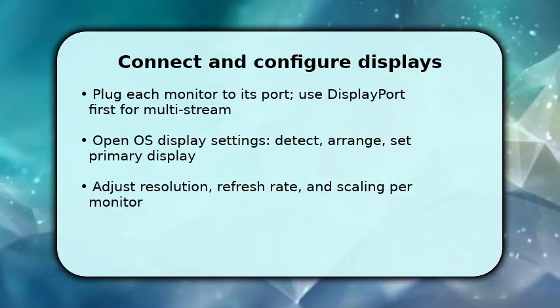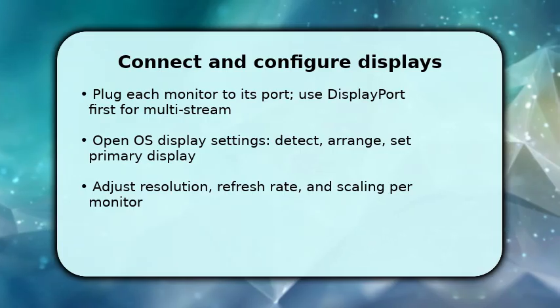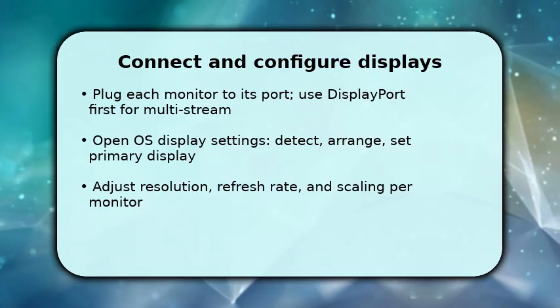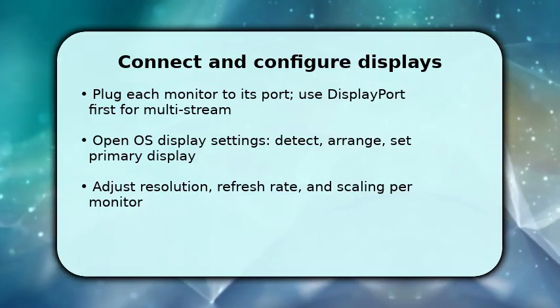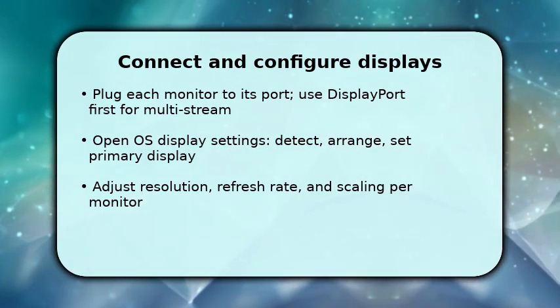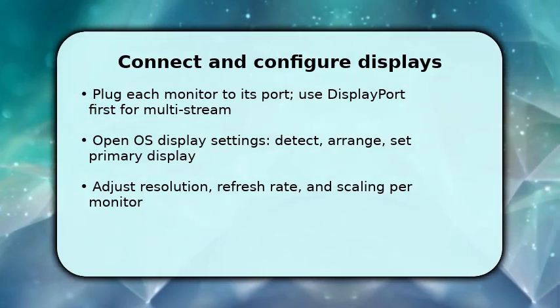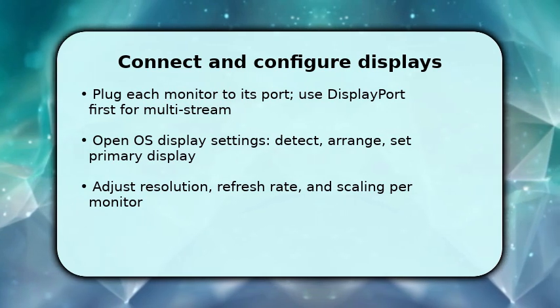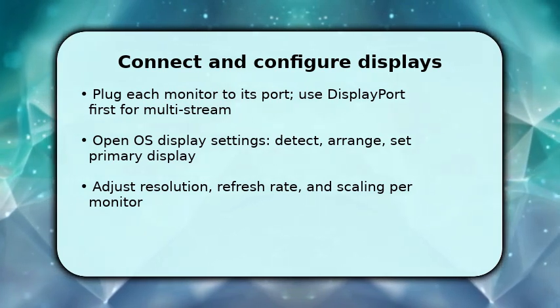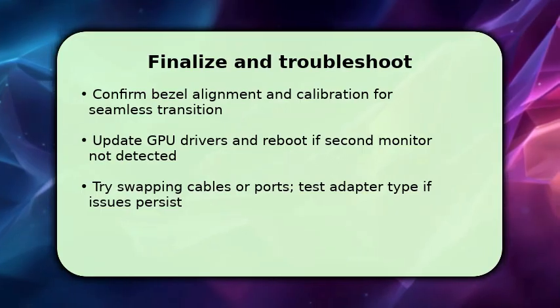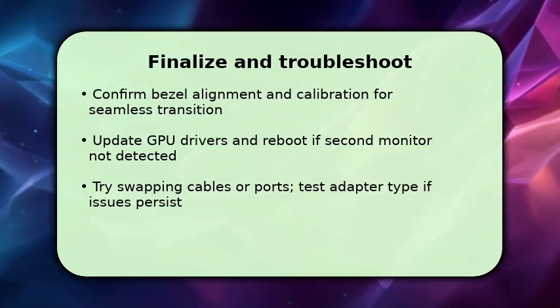Once logged in, open Display Settings, click Detect, and drag the screen icons to match physical layout. Make one monitor primary, set resolution and refresh rate for each to avoid performance mismatch, and apply scaling so text and UI elements are consistent. If you hit black screens, recheck cable types and port priorities. Finish by fine-tuning alignment and color calibration so windows move smoothly between screens.